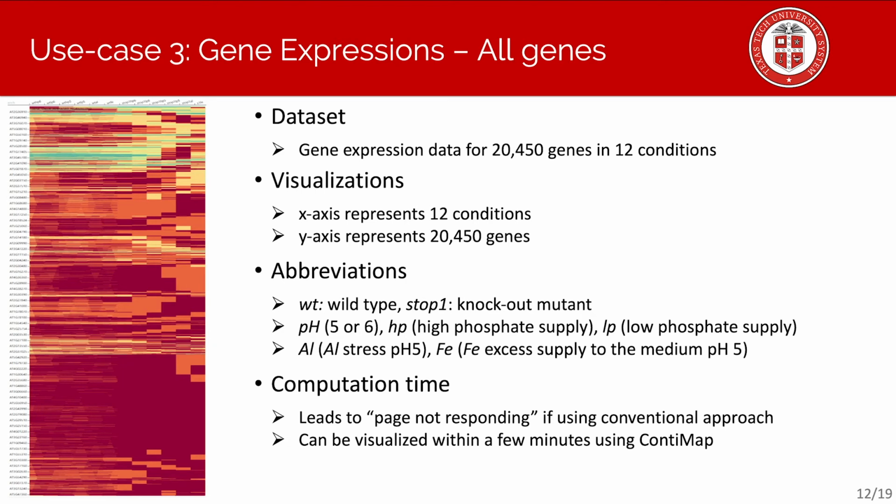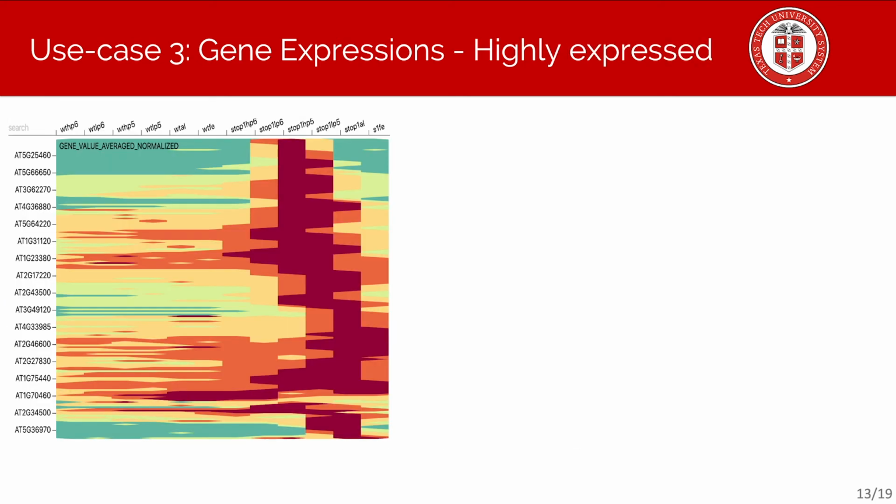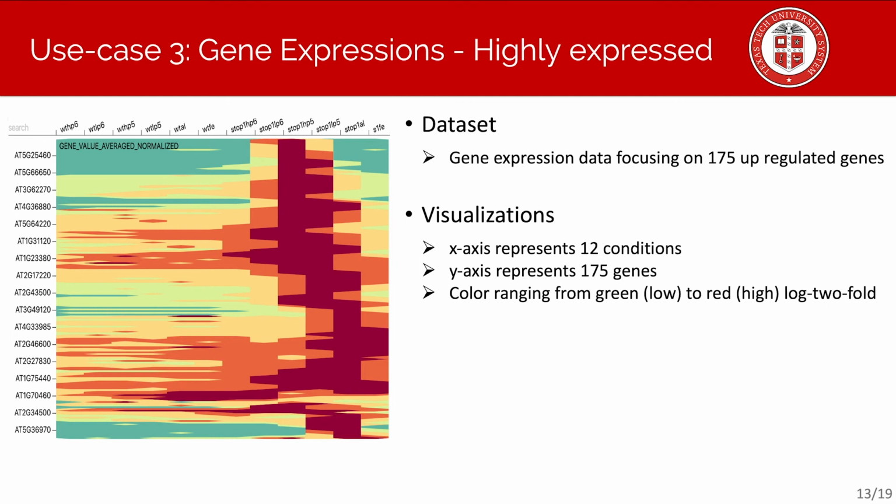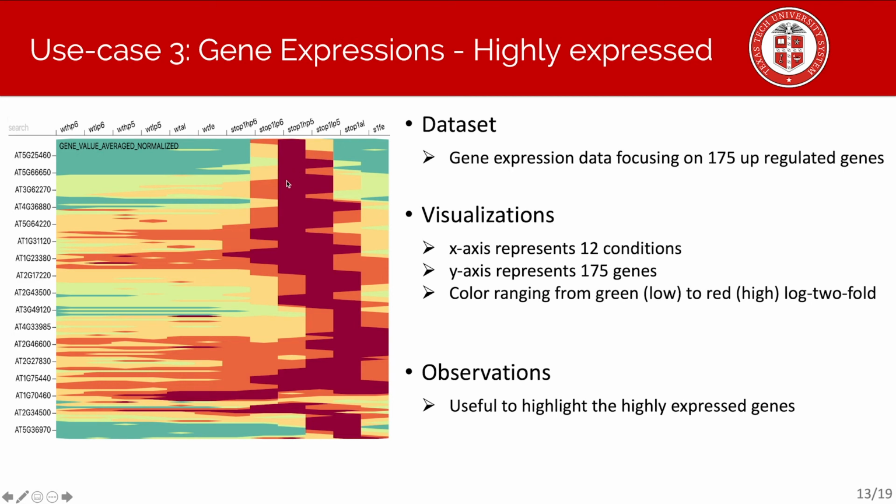For computation time, the conventional approach is going to lead to the page not responding because there are too many elements to be displayed. But if we use ContiMap, it can be visualized within a few minutes. It helps to highlight the highly expressed genes. Specifically, there are 175 upregulated genes, and in this visualization again, the x-axis contains the 12 conditions, while the y-axis contains the highly expressed genes. The color ranges from low to high, as green to red. The observation is that it's useful to highlight the highly expressed genes because you can see the large area of red over here, which means they are upregulated.